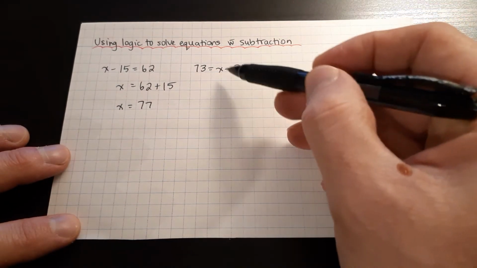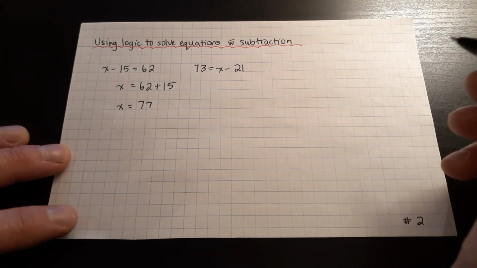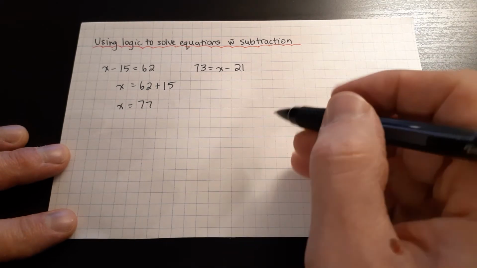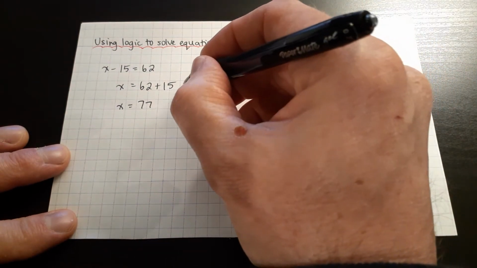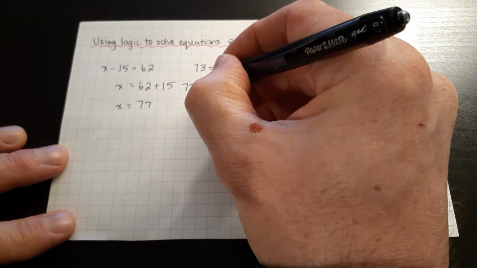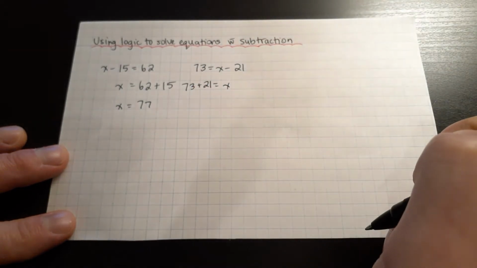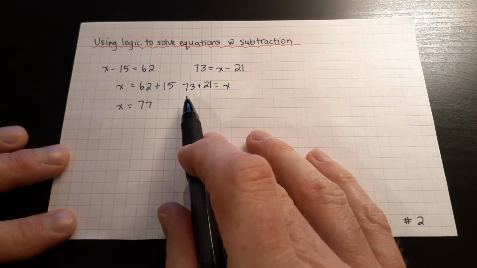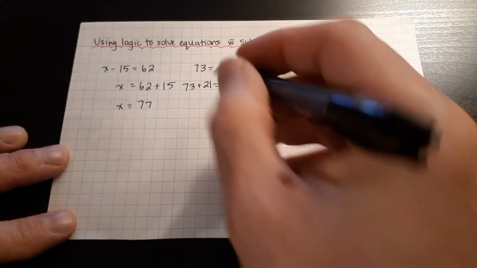This one I have to undo the minus 21 with a plus 21. I just want to do it to the one side here because I'm just using logic. So I would say 73 plus 21 is going to equal x. And then 73 and 21 is 94.